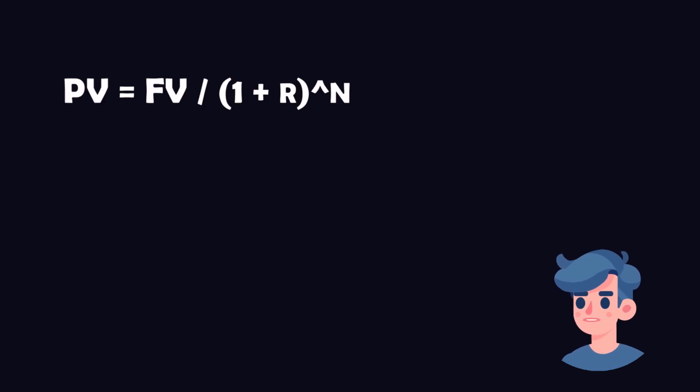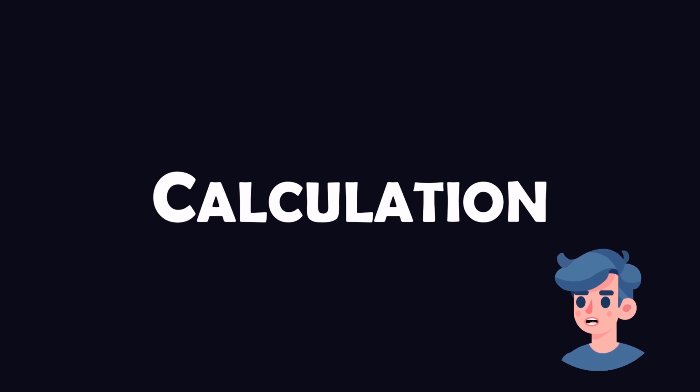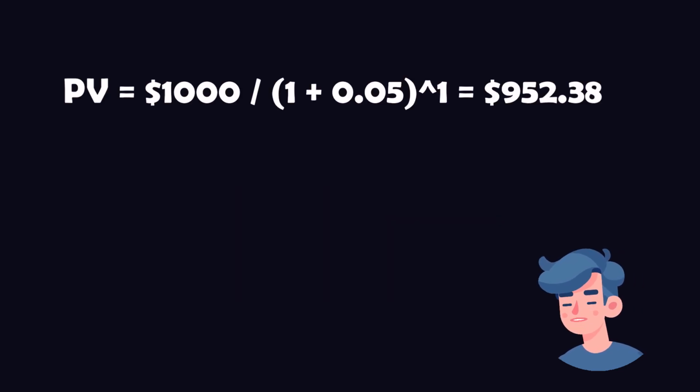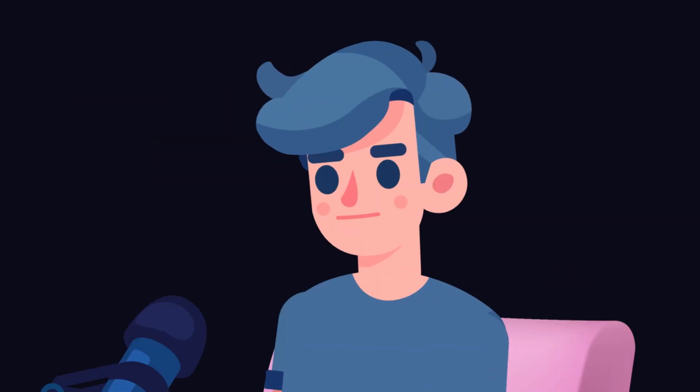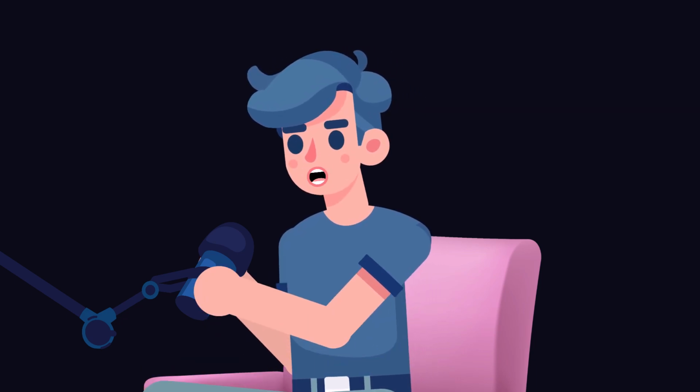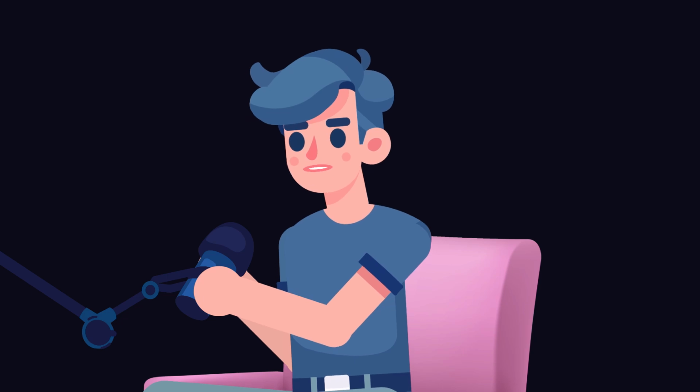Suppose you are to receive $1,000 1 year from now. If the discount rate is 5%, the present value of that $1,000 today is calculated as follows. Plugging the numbers into our equation, the present value will be. So, $1,000 received 1 year from now, considering a 5% discount rate, is equivalent to $952.38 today. This process helps us compare cash flows received at different times on a like-for-like basis.